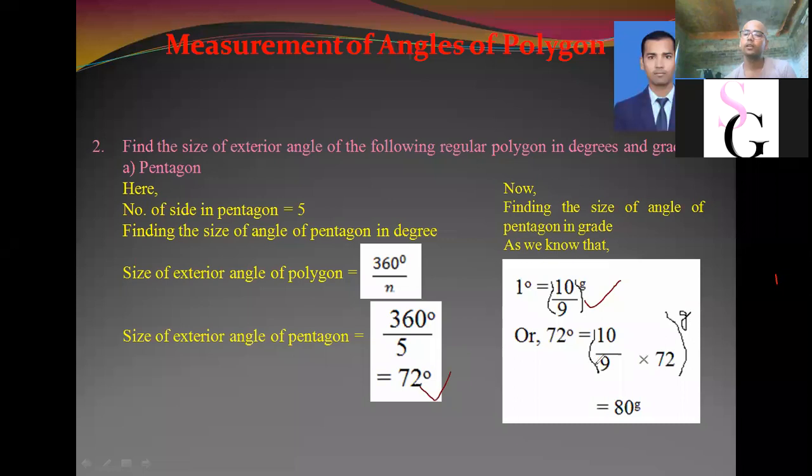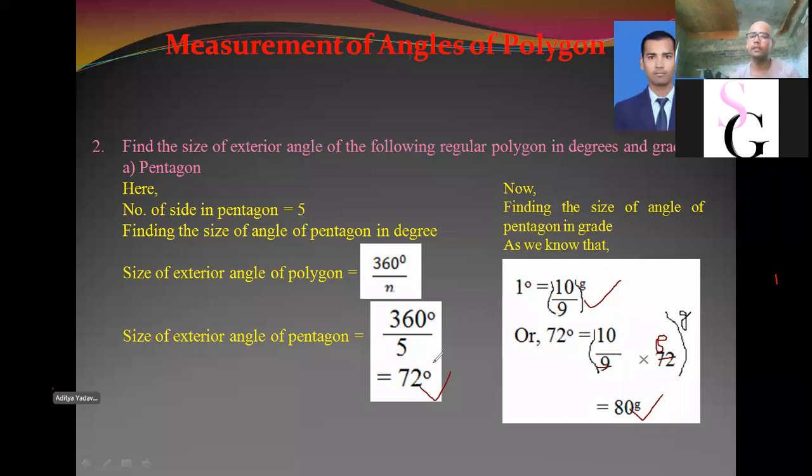After dividing 72 by 9, 8 nines are 72, then 8 tens are 80. That is the grade. In this way, we can convert.